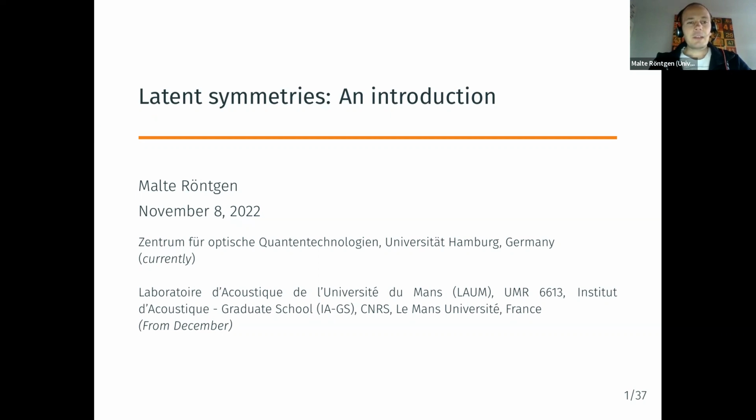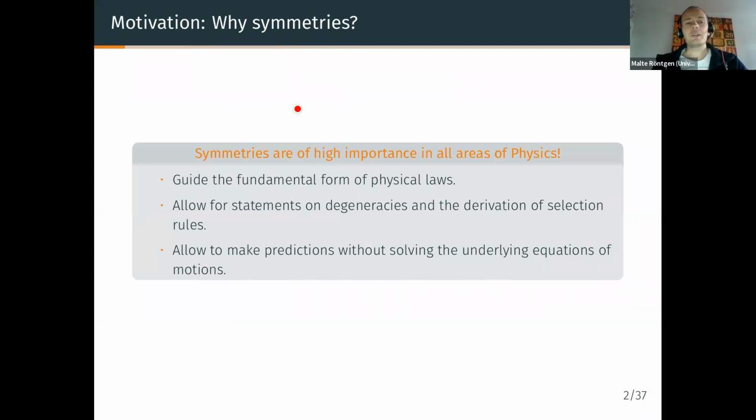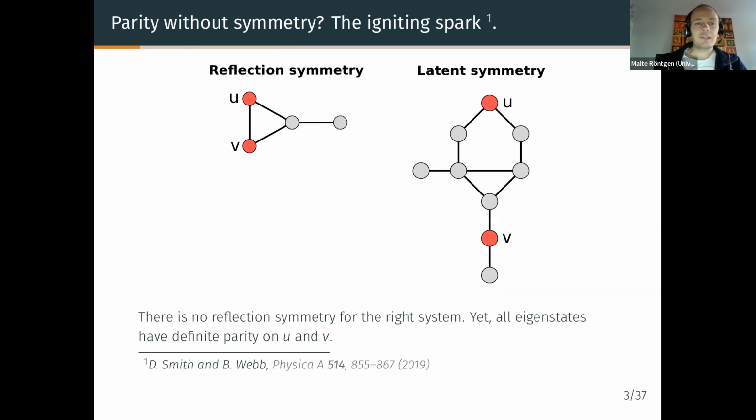So the topic is latent symmetries, and I guess that by far most of you have never heard about this topic. So let me start with something which we all have common ground with, and this is, of course, the concept of symmetries. As we all know, symmetries are of overwhelming importance in all areas of physics. Symmetries guide the fundamental form of physical laws. They allow us to make statements on degeneracies and also to derive selection rules. And what is very important to me is that symmetries allow us to make predictions without solving the underlying equations of motion.